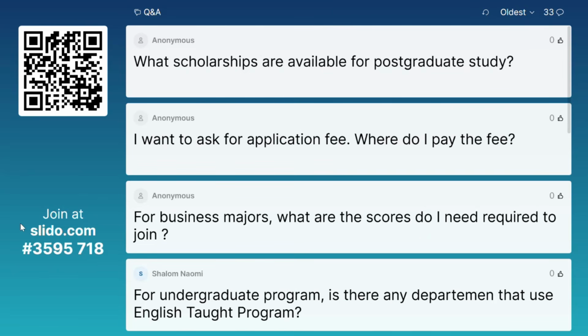So what scholarships are available for postgraduate study? Also, the information is available online. For postgraduate study, we have the international graduate outstanding scholarship. Depending on the level of your program, if it's a master program, you will get a tuition fee subsidy and a monthly stipend of $8,000. If it's for PhD, the monthly stipend will be 10,000 NT.